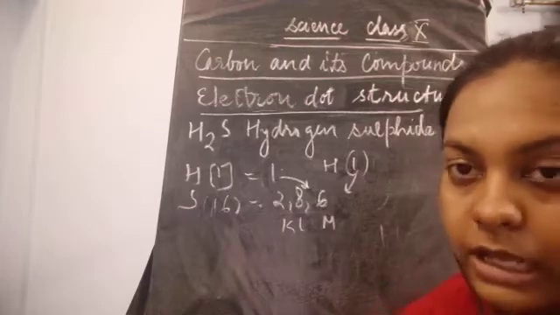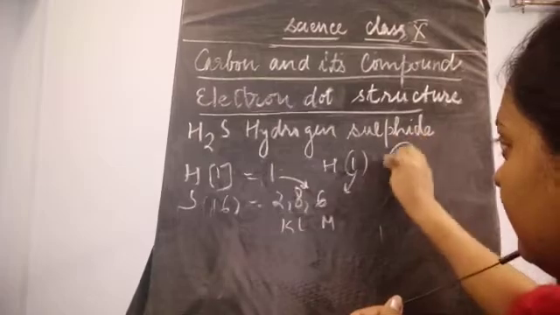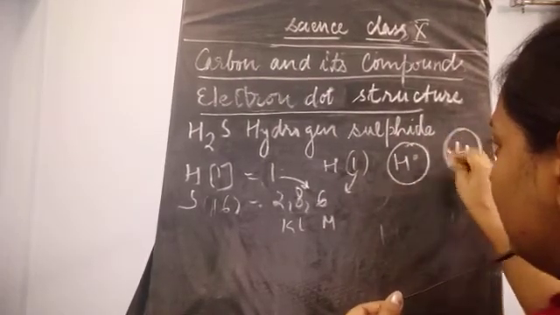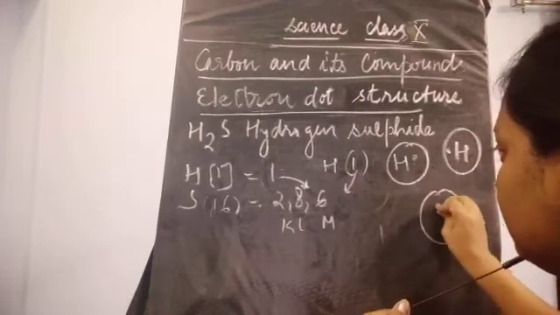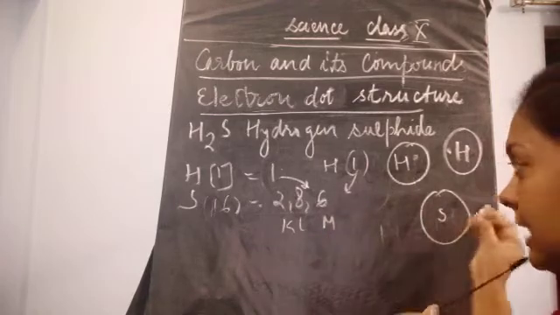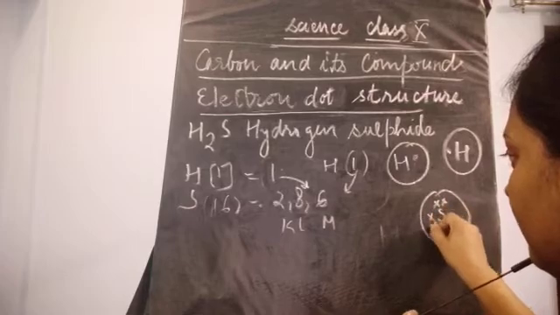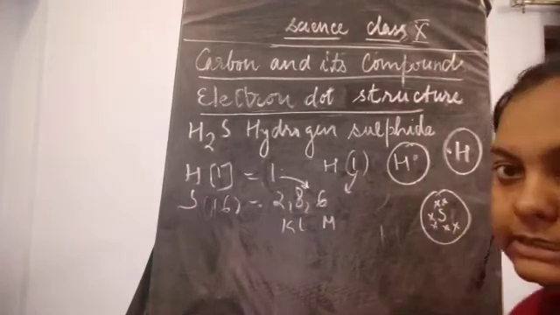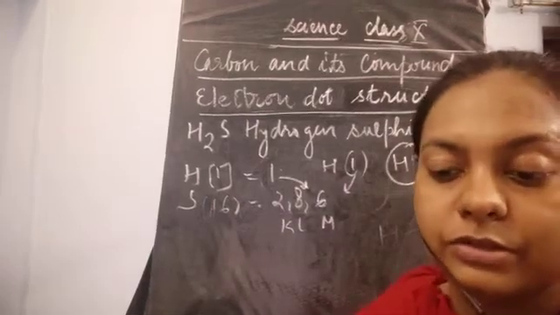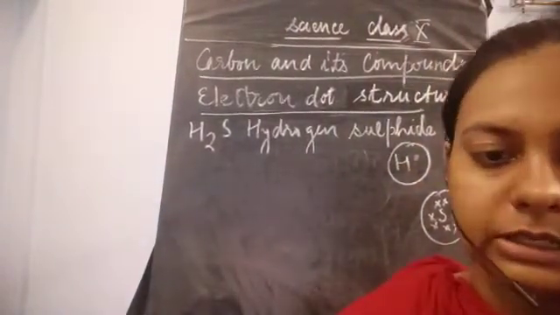So we'll just draw the outermost shell of this hydrogen, which is having 1 electron. This hydrogen also has 1 electron, and sulfur has how many? 6 electrons in the outermost shell. So we can represent 1, 2, 3, 4, 5 and 6 electrons present in the sulfur atom. Now I'm just going to draw the electron dot structure of this sulfur atom. How is it going to be formed?